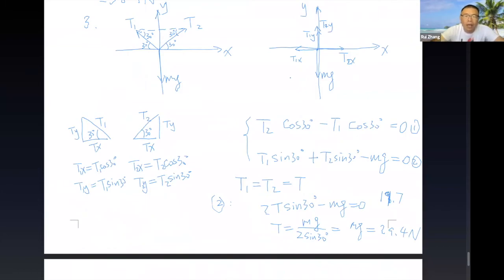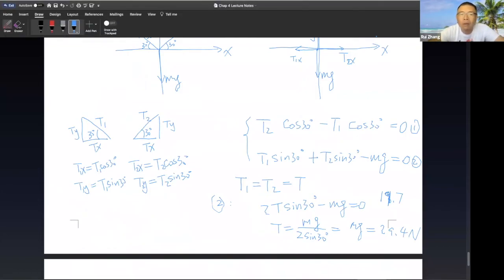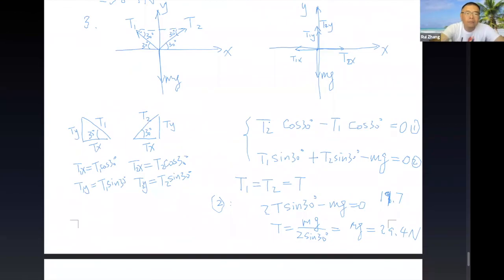Does that make sense to you guys? Any questions? Good. The answer to number 3 is 29.4. Yes, that's right, it's the same as 1. Yes, as I said, it's just by accident because I gave you the angle 30. If I gave you a different angle, it won't be this 29.4. It'll be something else.